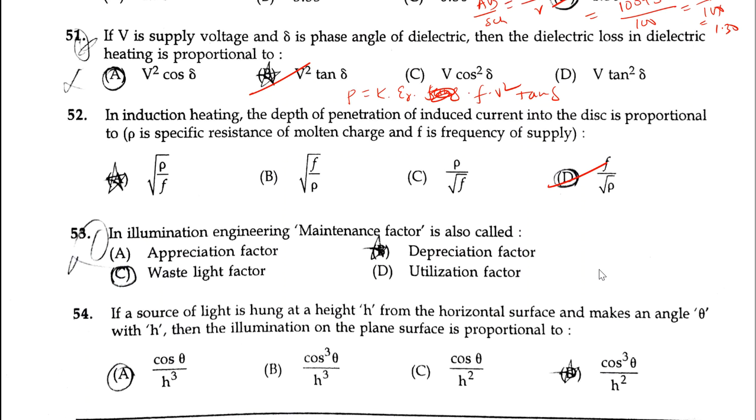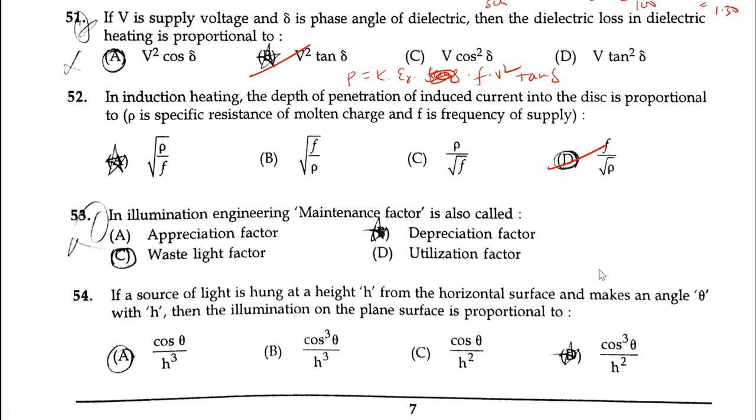Next one, in illumination engineering, the maintenance factor is also known as the depreciation factor. Maintenance means you have to account for some reductions or wear and tear in the equipment. So that's also known as the depreciation factor here.